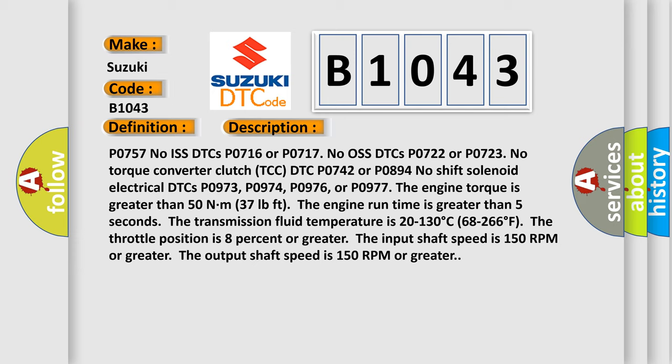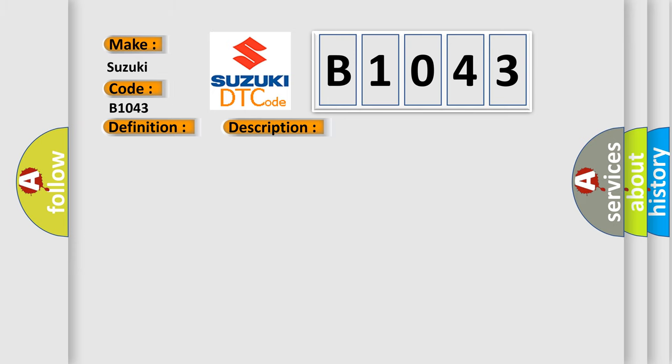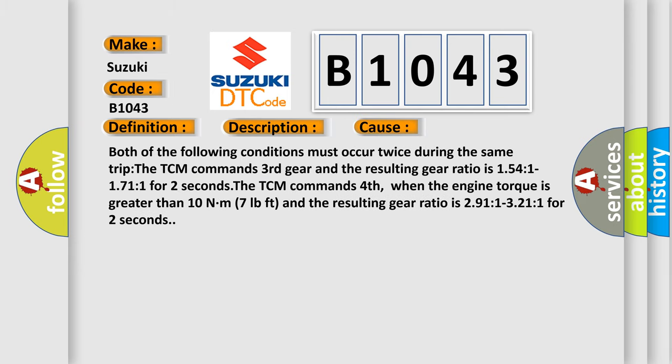The transmission fluid temperature is 20 to 130 degrees Celsius, 68 to 266 degrees Fahrenheit. The throttle position is 8% or greater. The input shaft speed is 150 rpm or greater. The output shaft speed is 150 rpm or greater. This diagnostic error occurs most often in these cases.